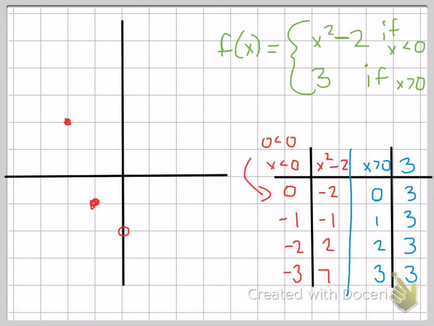2, 3, 4, 5, 6. Somewhere all the way up there. I'm not going to be able to reach it. So this half of the graph is half of a parabola.